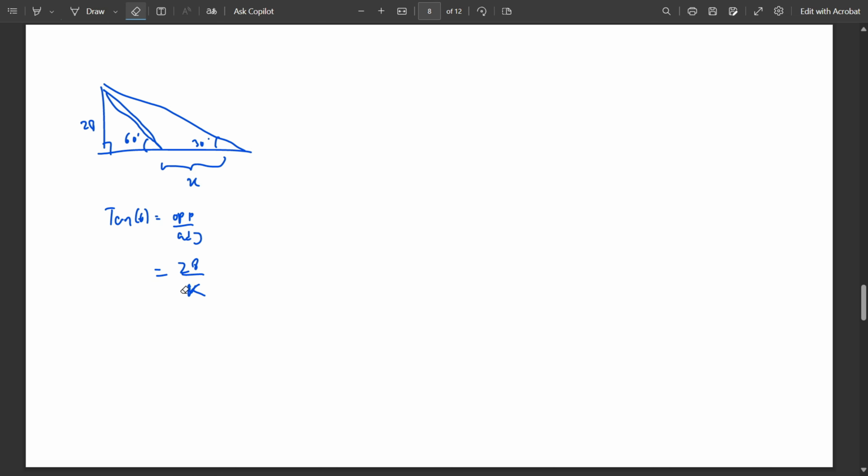Oh, it's similar, so let's not use k. Let's call it f. So our side f, our adjacent side, tangent of 60. And using algebra, f equals 28 over tangent of 60. Well, tangent of 60 has a special value.